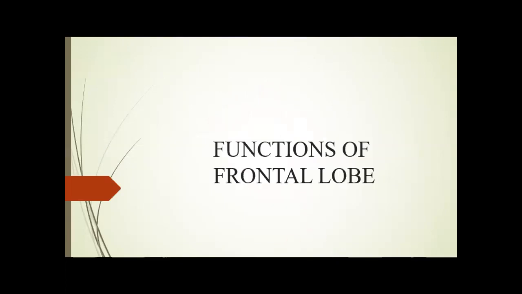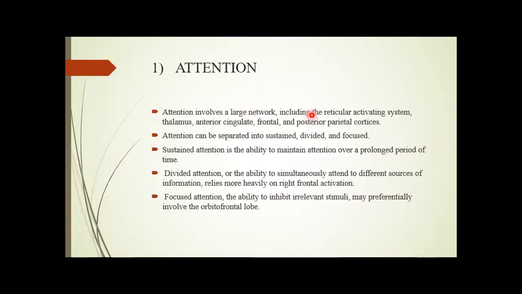Functions of the frontal lobe. First function is attention. Attention involves a large network, including the reticular activating system, thalamus, anterior cingulate, frontal, and posterior parietal cortices. Attention can be separated into sustained, divided, and focused.